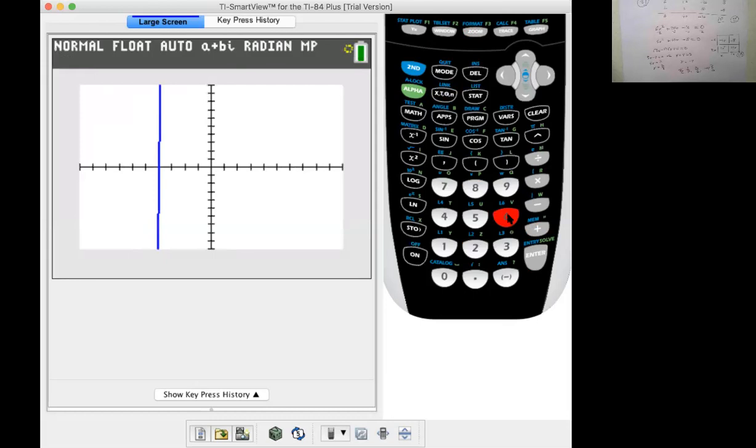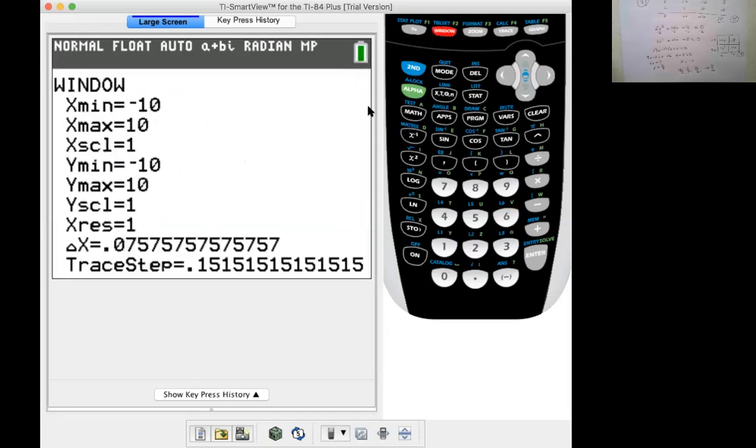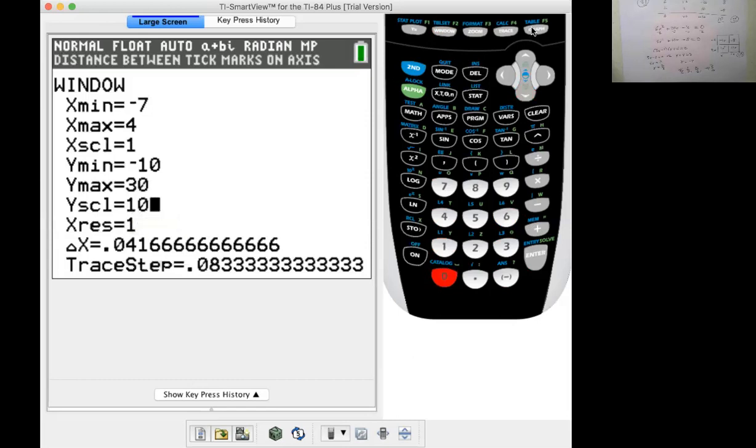I can always adjust. Okay, it looks like I don't need a whole lot of x, maybe from negative 7 to 3 or 4 by 1. We need a whole lot more y, especially in the positive direction. So maybe I'll make y max 30 with the y scale of 10, just so I can see it. Graph it.